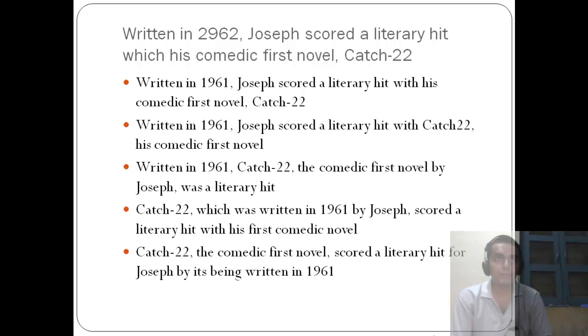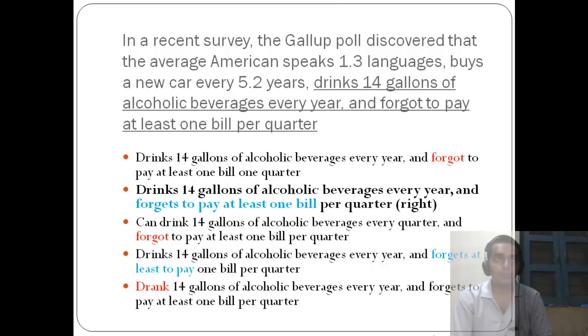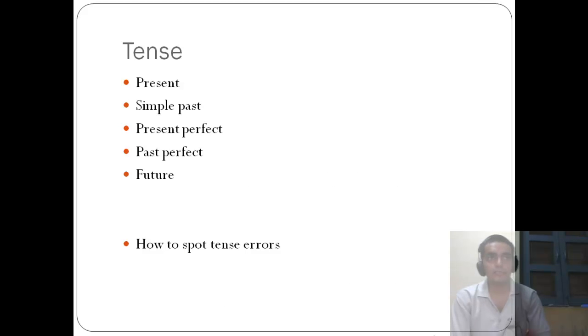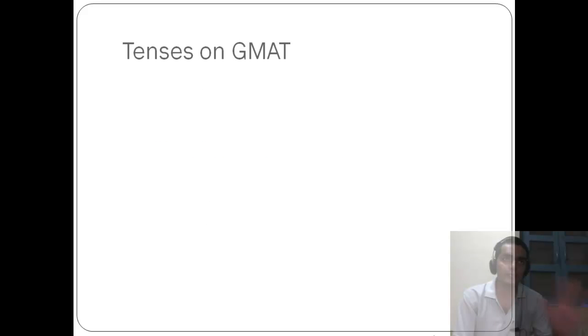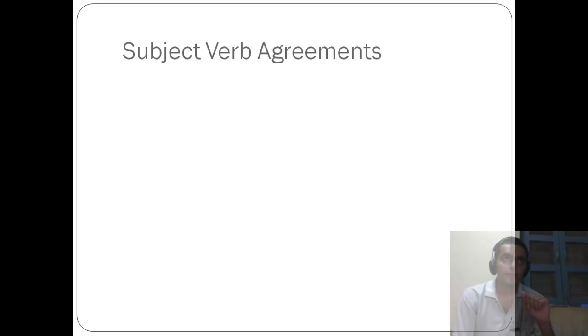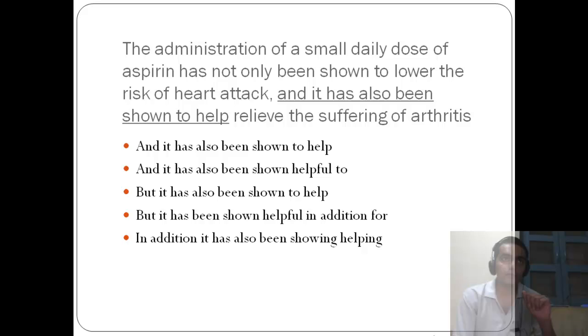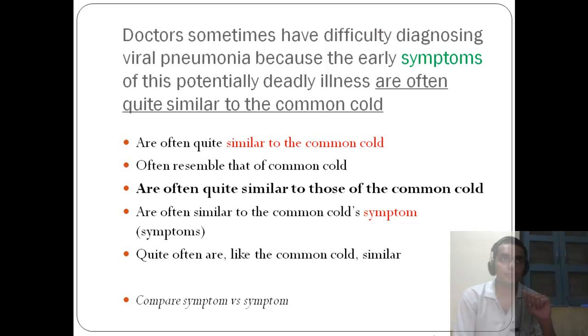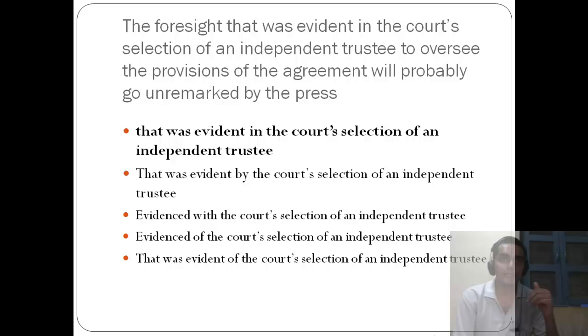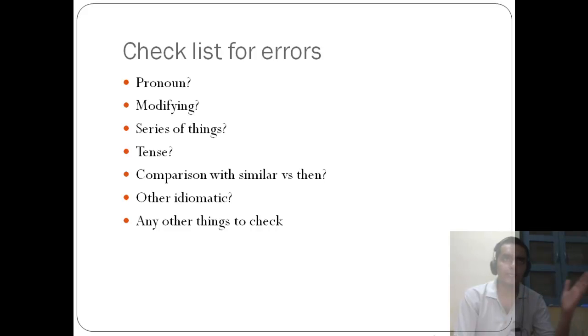Then we have the misplaced modifier, the parallel constructs, the tense, and you don't need to know a lot about tense. We'll just talk in a very common sense way. And then we have the subject verb agreement, the idioms, and things like that. So no worries, we'll look at all of them slowly, and I'll build in some kind of logic so that you don't have to remember absolutely anything.